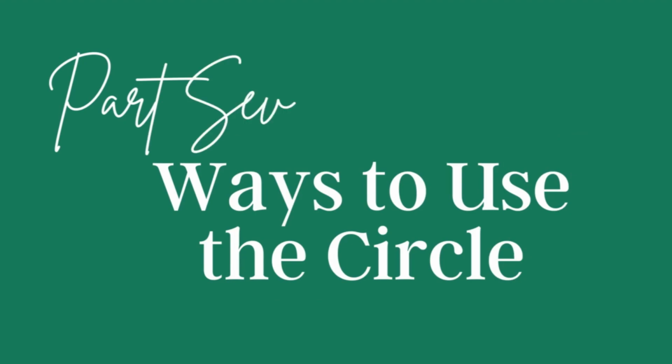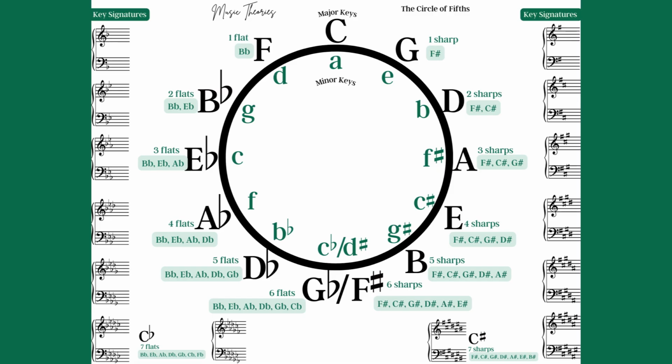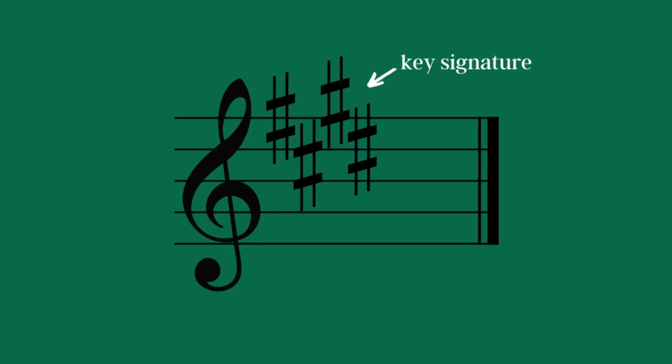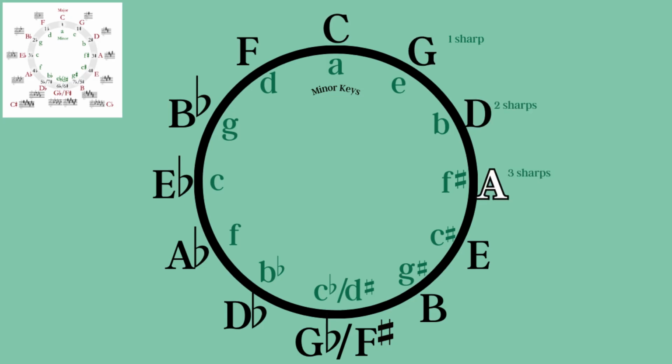One of the simplest and most obvious ways to use the circle is to help you remember key signatures. If you see that your sheet music has 4 sharps in the key signature, you can start at C and count up in fifths like we did earlier. You'll find that E major is the one that has 4 sharps.